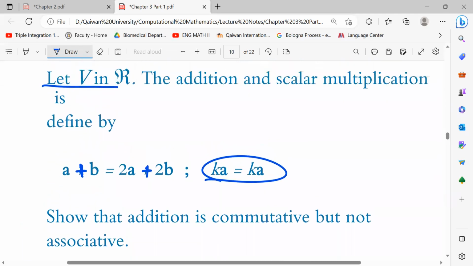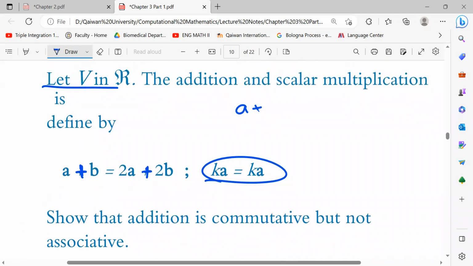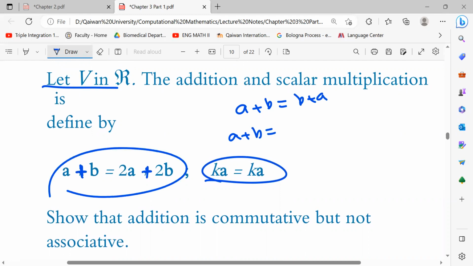What's commutative? We say if we have a plus b, it must equal b plus a. What's a plus b? A plus b is given. It's 2a plus 2b. Can you commute these two? Yes, it's 2b plus 2a. Can you say it is b plus a or not? Yes, we can. This is commutative.